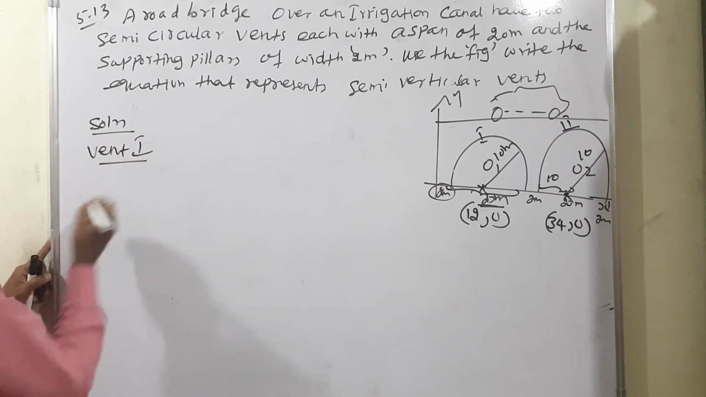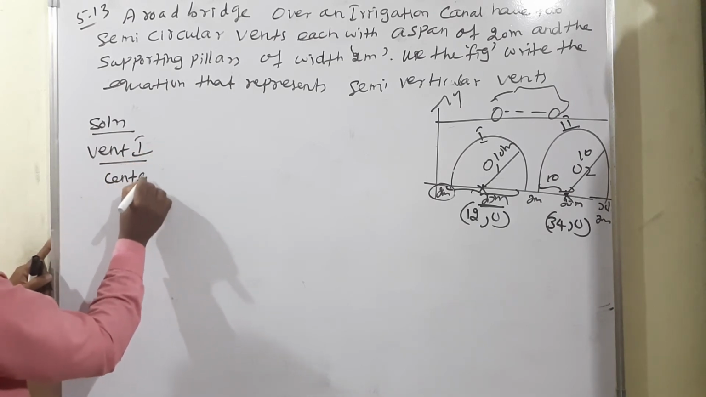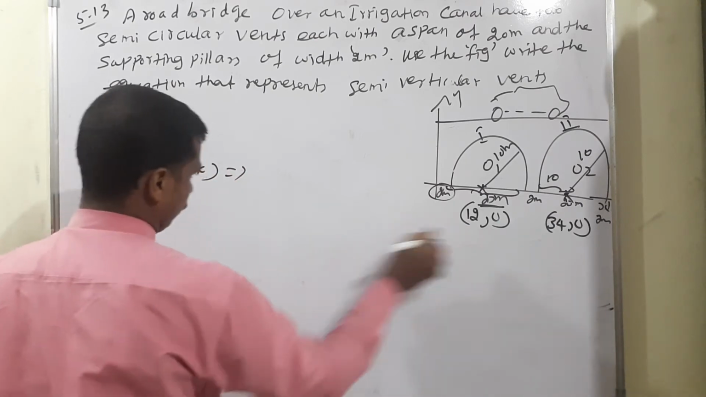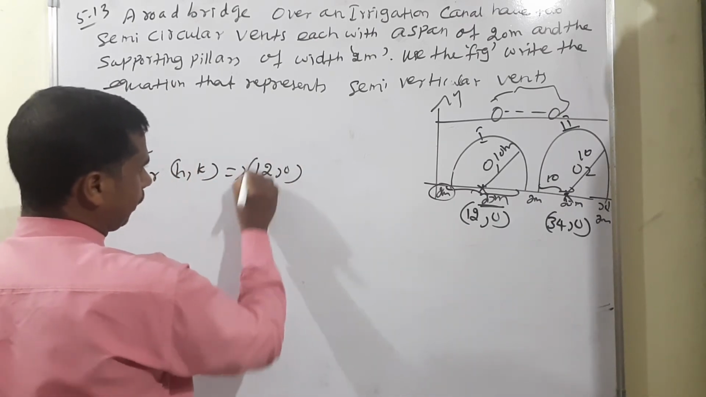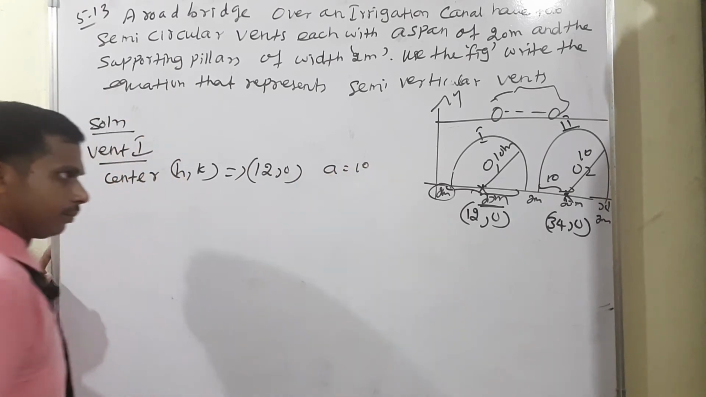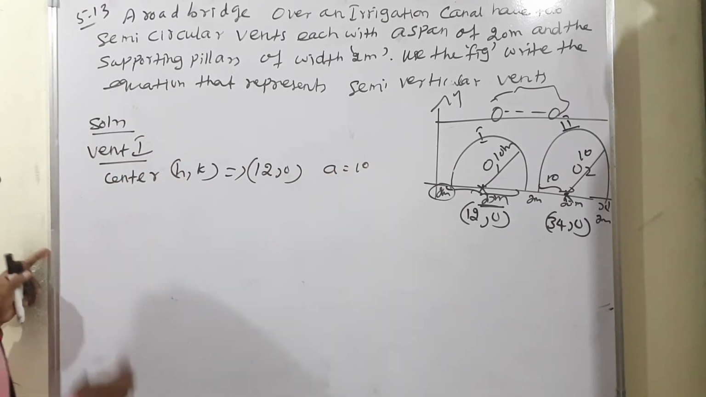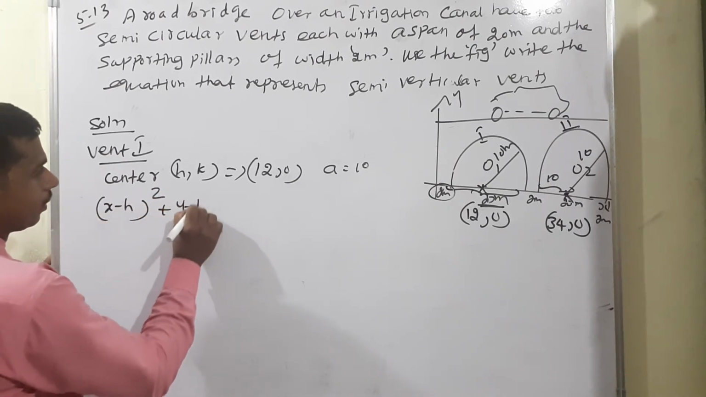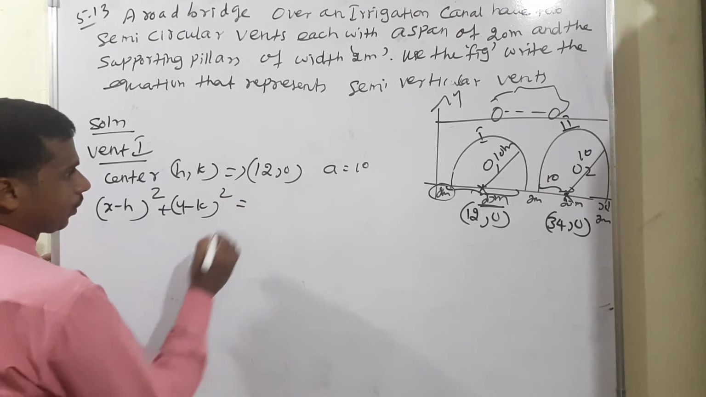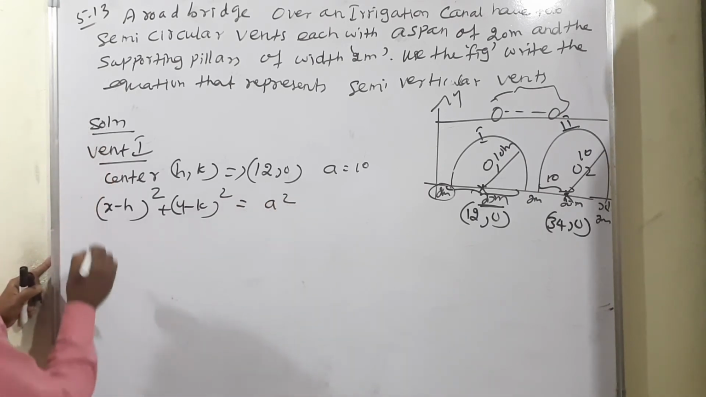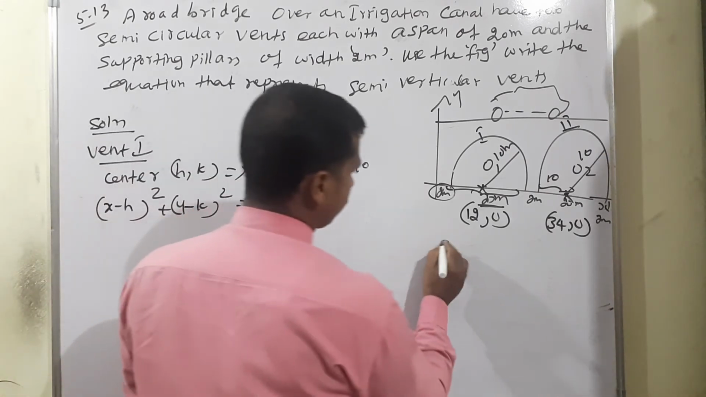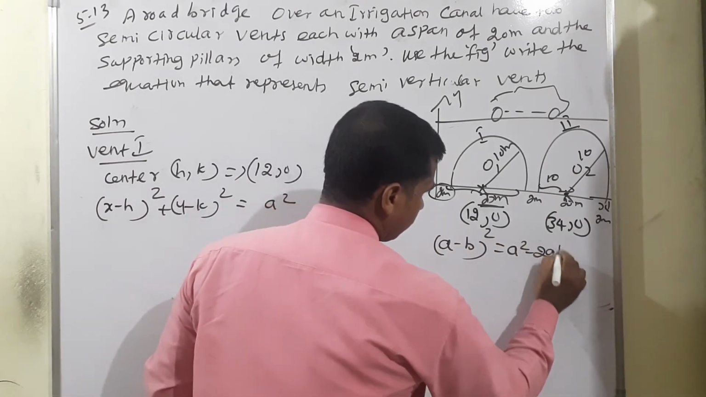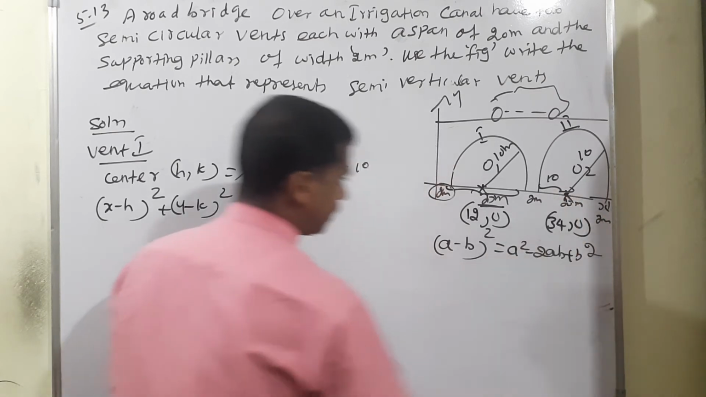Solution, vent 1. The center h comma k is 12 comma 0, and the radius a is equal to 10. The formula is x minus h the whole square plus y minus k the whole square is equal to a square. What is the formula for a minus b the whole square? It is a square minus 2ab plus b square.